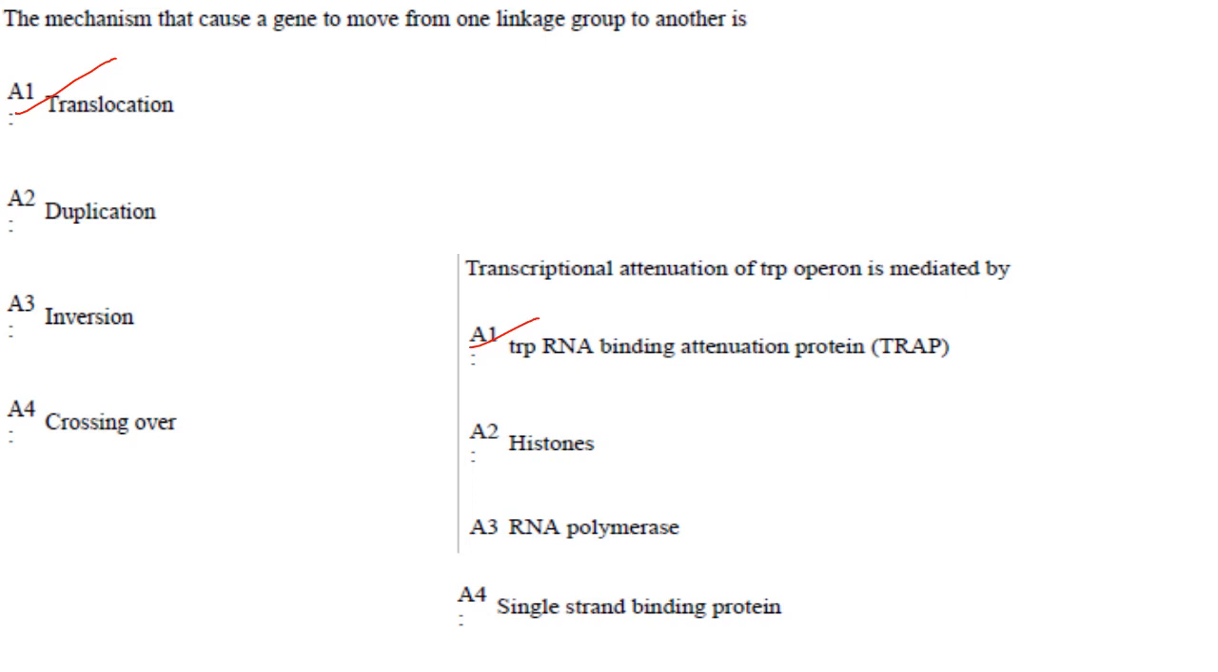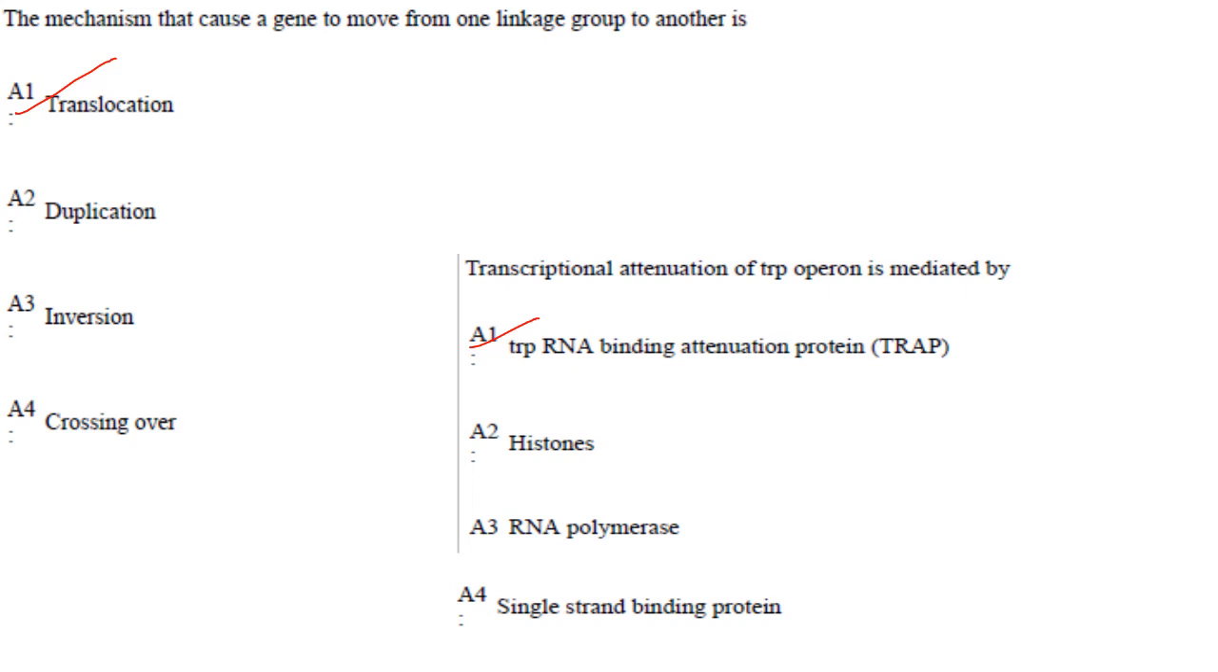Then next one. The mechanism that causes a gene to move from one linkage group to another is translocation. It is the separation of a chromosome segment and its joining to a non-homologous chromosome. So the answer here is option 1, that is translocation. Then next one, transcriptional attenuation of tryptophan operon is mediated by TRP RNA binding attenuation protein, TRAP. Answer is option 1.